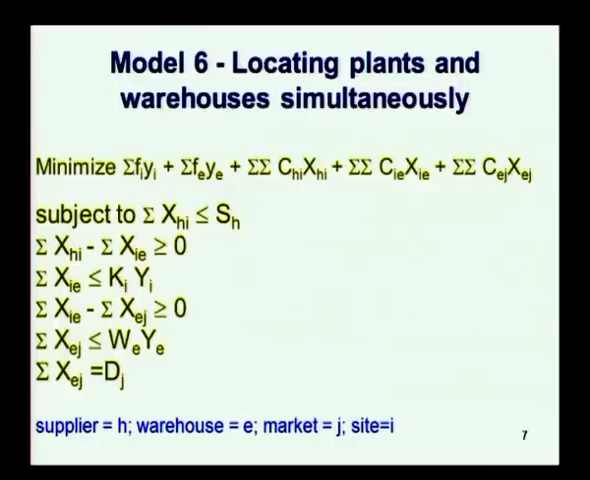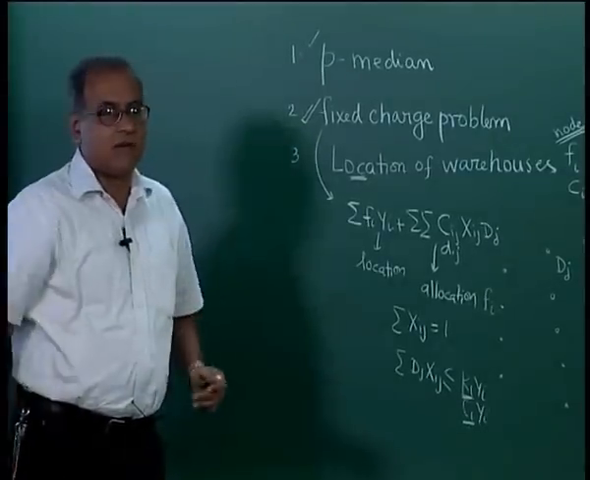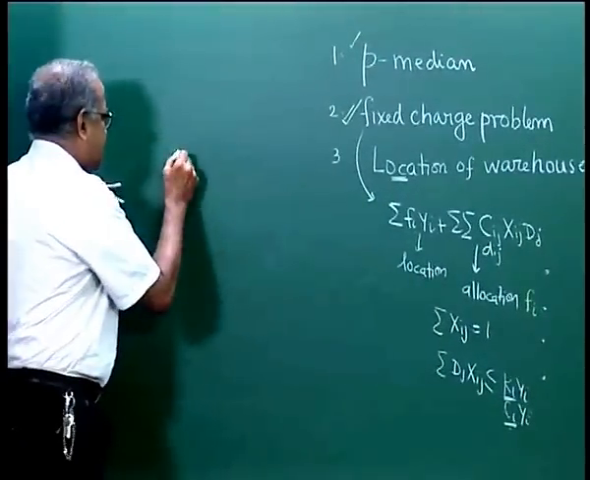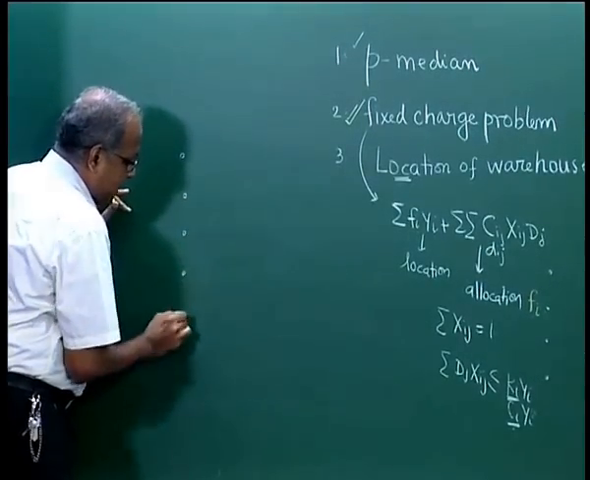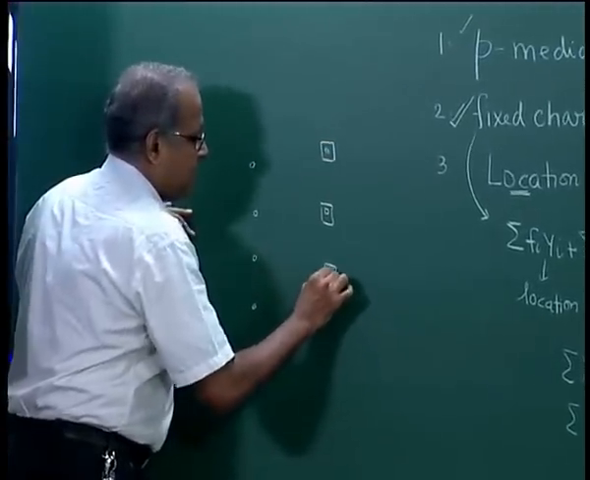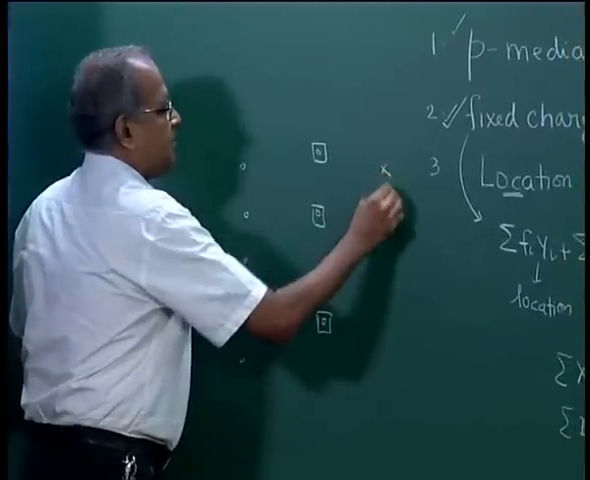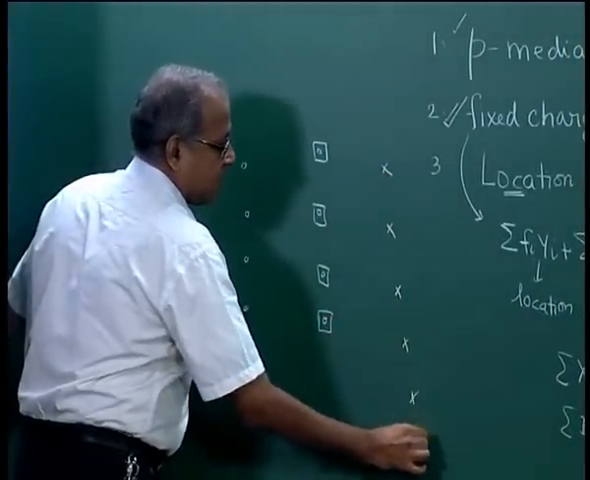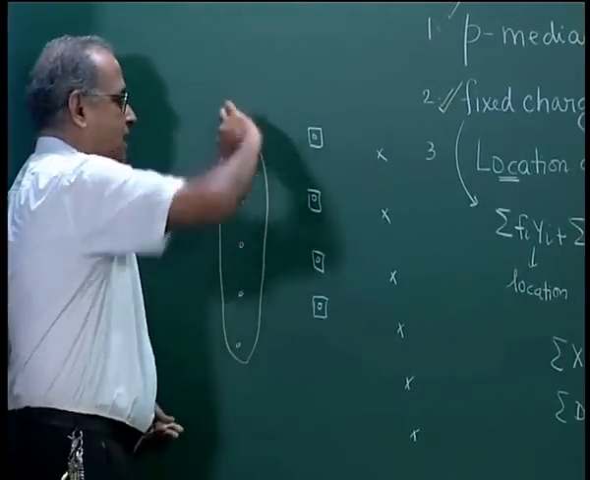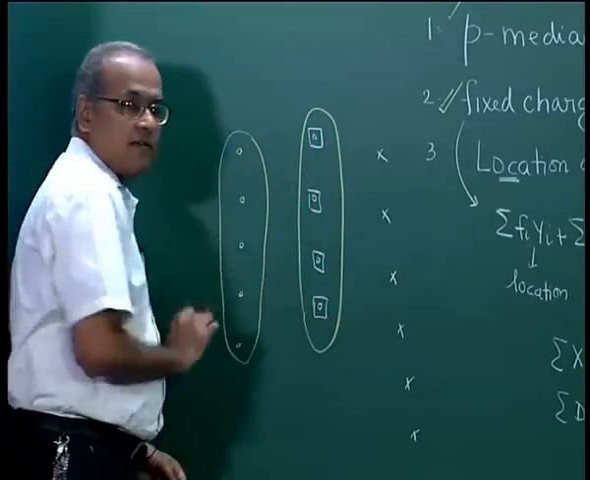The sixth model is locating plants and warehouses simultaneously. Now, this model is exactly the same model that we have seen earlier, where we have spoken about locating plants and warehouses simultaneously, which means we are looking at multiple stages. There can be a stage where we have plants or factories, there will be a stage where we have warehouses, and there will be a set of customers. So, the question here is, we can put a restriction on the number of factories that we wish to locate, and on the number of warehouses that we wish to locate.